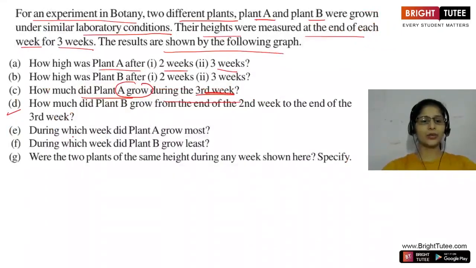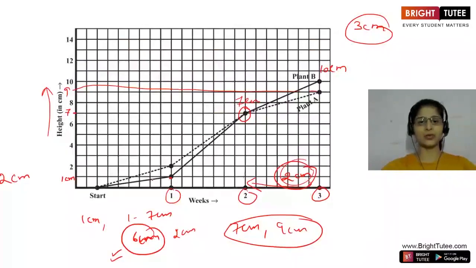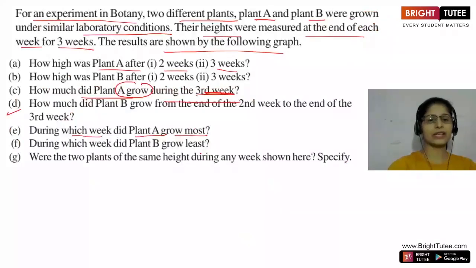Now the E part, during which week did plant A grow most? So for plant A, we have to see the dotted line, right? If we see the dotted line, we see that plant A in the first week has grown 2 centimeter from 0. And then in the second week, it has gone from 2 centimeter to 7 centimeter. That means it grew 5 centimeters, right? And in the third week, from 7 to 9, that means again 2 centimeter. So in the second week, it has grown the maximum, that is 5 centimeter. Now we have to tell the next question.